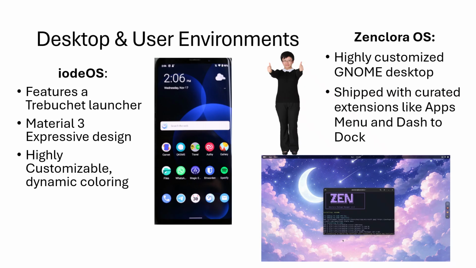Zenclora OS is a highly customized GNOME desktop. It ships with curated apps and extensions like App Menu and Dash to Dock. A strength to this is there's no bloat with Zenclora and it provides a very minimalistic interface. A weakness is that GNOME can be very resource heavy, such as using 1.5 gigabytes of RAM on idle startup alone. So if you're considering using Zenclora OS, that's just what's going to be taxing on your computer. So let's go on to the next slide.